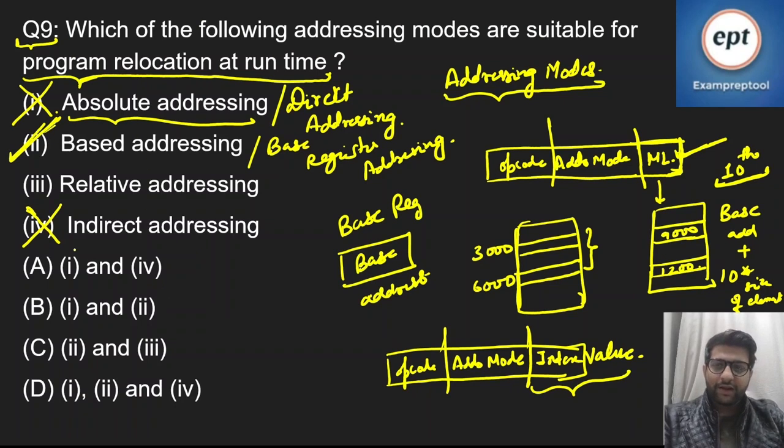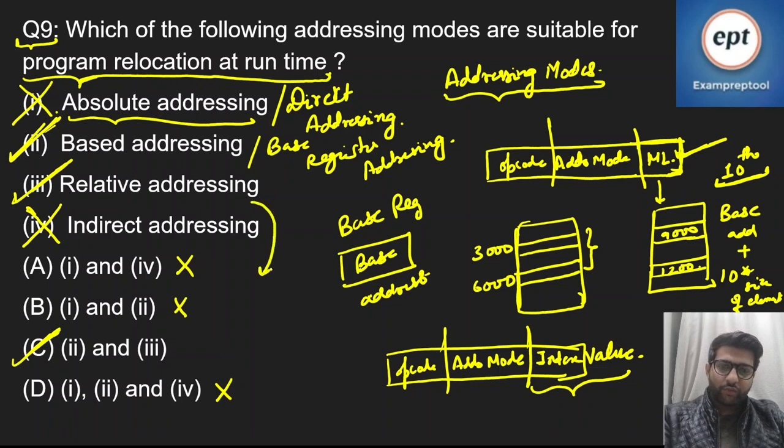Now we can get the answer from the options itself. Here we know that the first and fourth cannot be the answer. So this is gone, this is gone, and this is gone. So the answer will be C. This means that relative addressing also supports program relocation.